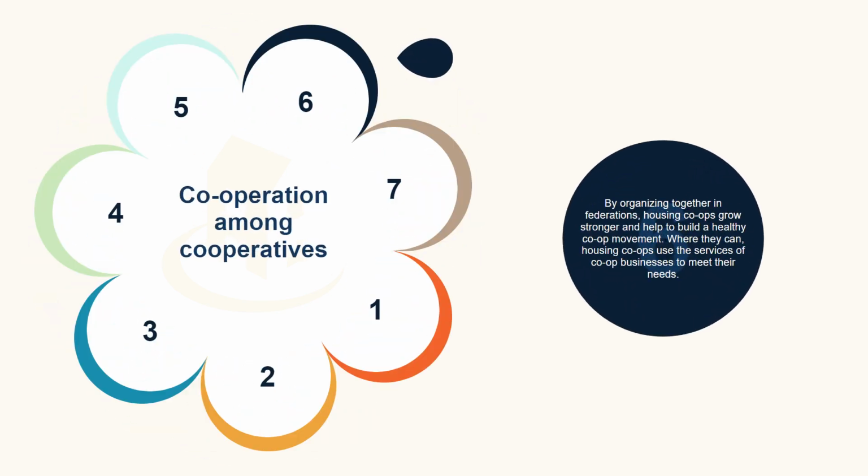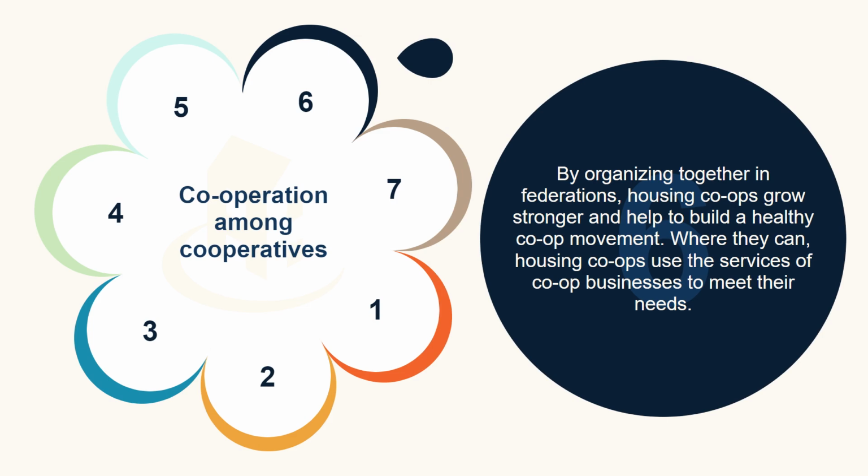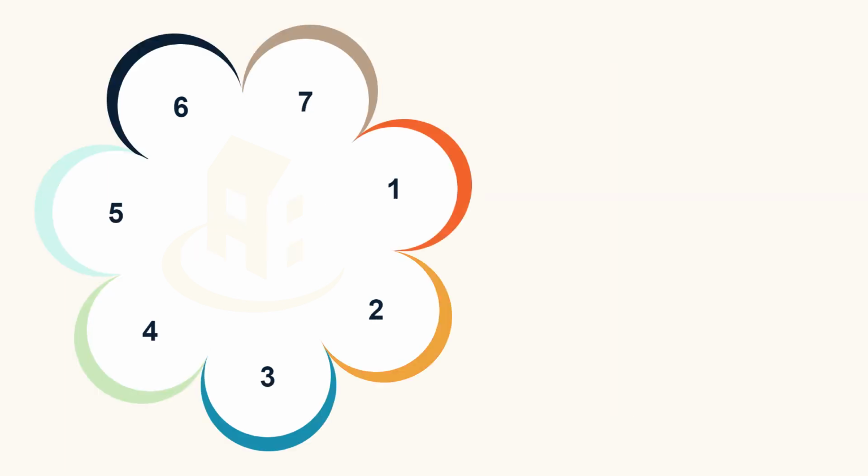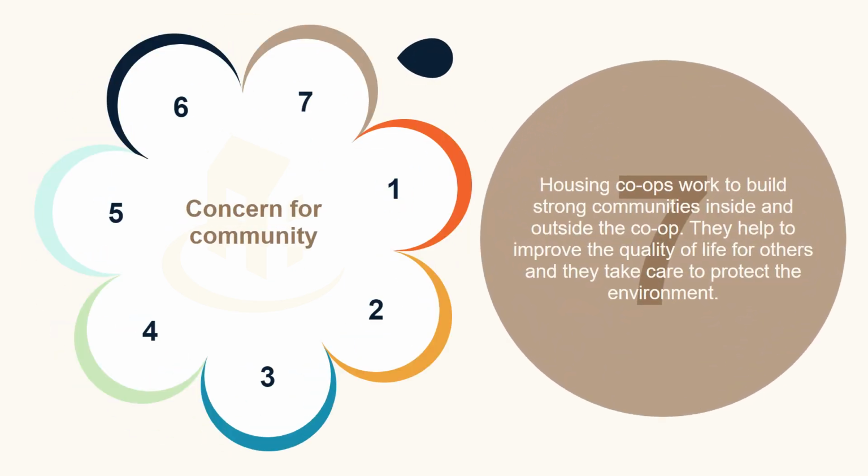Cooperation among cooperatives. By organizing together in federations, housing co-ops grow stronger and help to build a healthy co-op movement. Where they can, housing co-ops use the services of other co-op businesses to meet their needs. Concern for community. Housing co-ops work to build strong communities inside and outside the co-op. They help to improve the quality of life for others, and they take care to protect the environment.